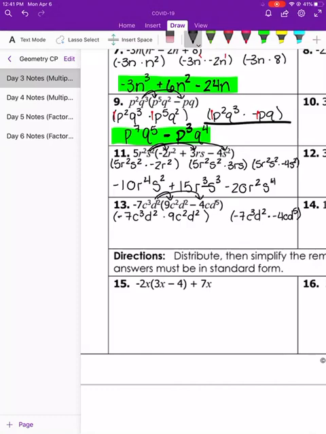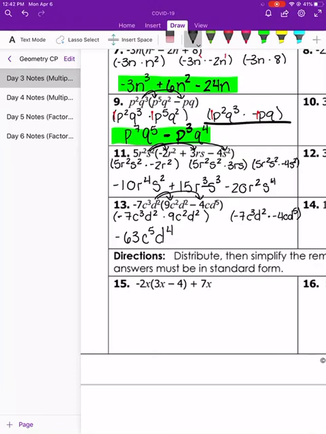So negative 7 times positive 9 is a negative 63. C cubed times c squared will give me c to the fifth because 3 plus 2 is 5. D squared times d squared, 2 plus 2 is 4. So your answer should be d to the fourth.